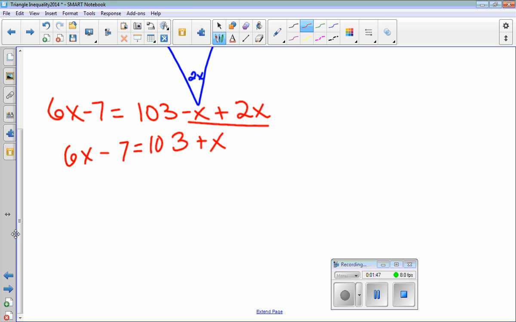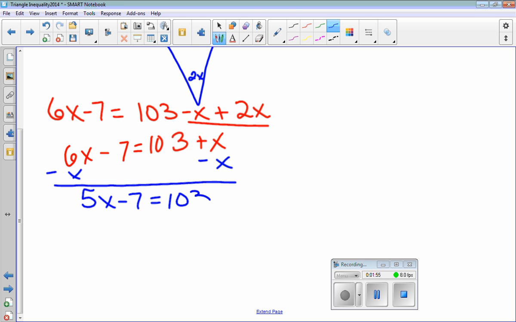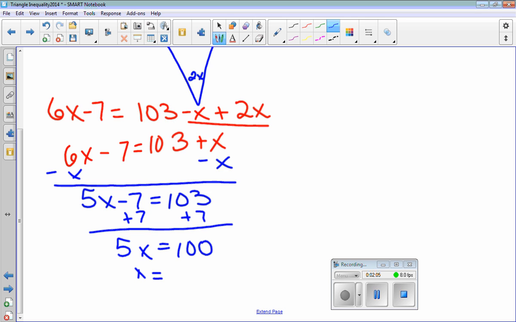So subtract x, maybe. If I subtract x, I'm going to have 5x minus 7 is equal to 103. Now what? Add 7. So I have 5x is equal to 110. Divide by 5. X is 110, not 100. I said it right. 22.